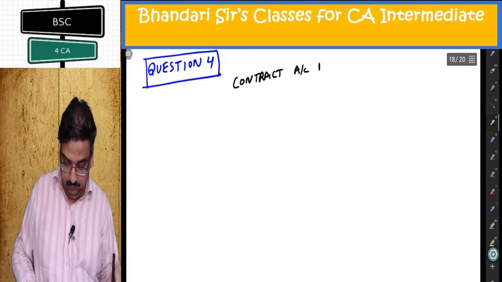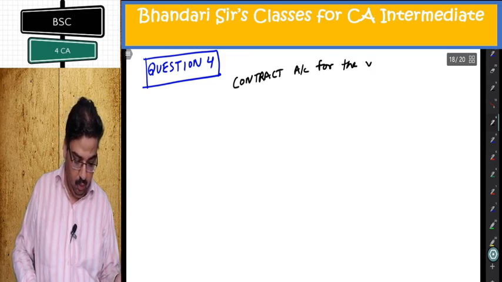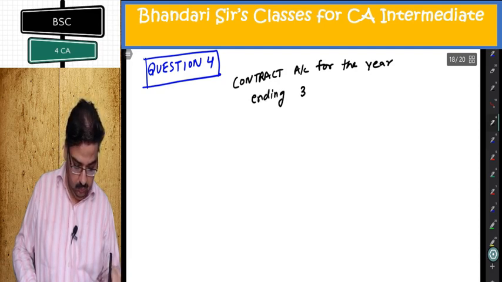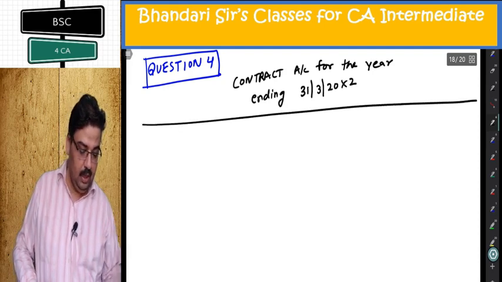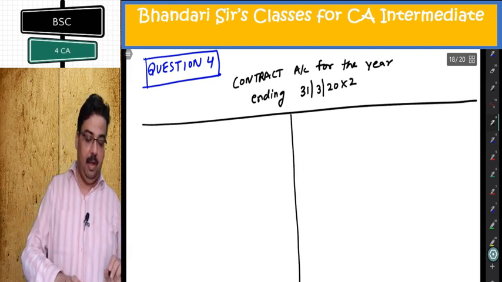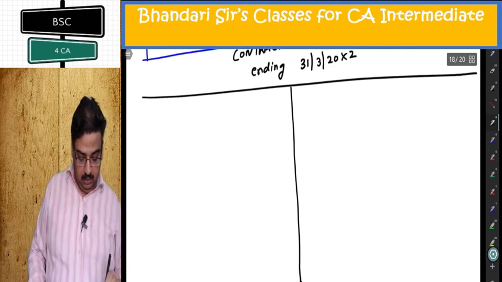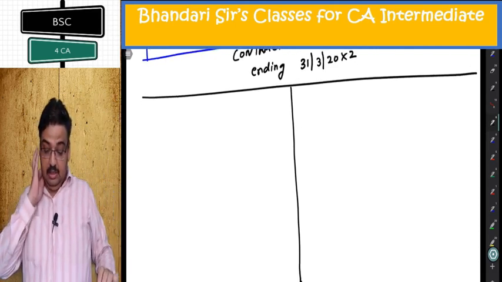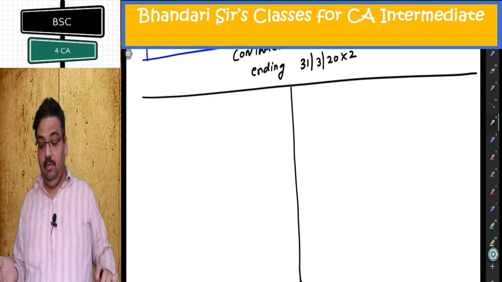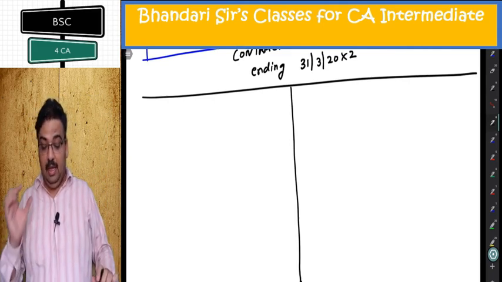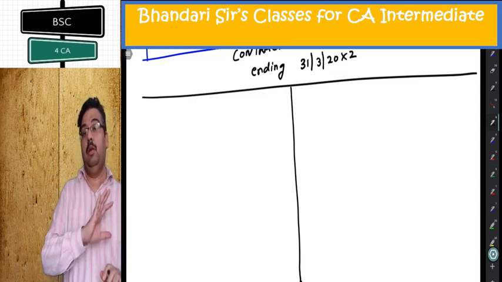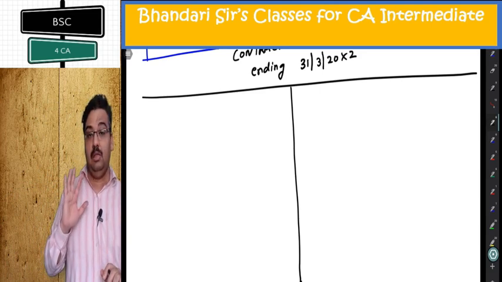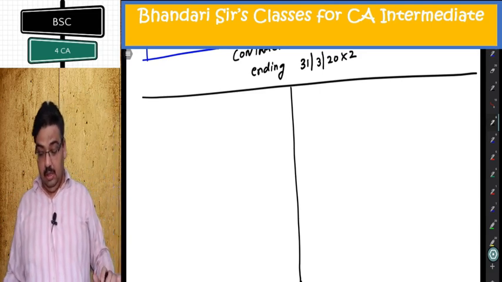Contract account for the year ending 31st March 20x2. As I keep saying, your year can be different depending on the edition of your booklet, but concepts are going to be the same. It's similar to what you have done earlier: 12 months earlier, and then April to September, then another 6 months in the memorandum contract. So the memorandum contract is for 18 months, the contract account is for the full year.